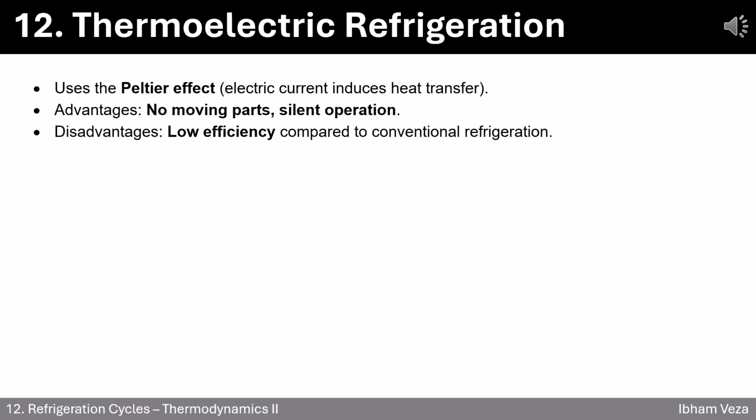12. Simplicity at a cost, the thermoelectric trade-off. Thermoelectric refrigeration is all about simplicity. It uses the Peltier effect, where electric current directly moves heat from one side of a material to the other. No compressors, no moving parts, and completely silent operation. That's why you see it in mini fridges and portable coolers. But the trade-off is efficiency. Compared to traditional refrigeration cycles, thermoelectric systems have much lower efficiency. So they're great when you need simplicity and silence, but not the best option when energy efficiency is your priority.